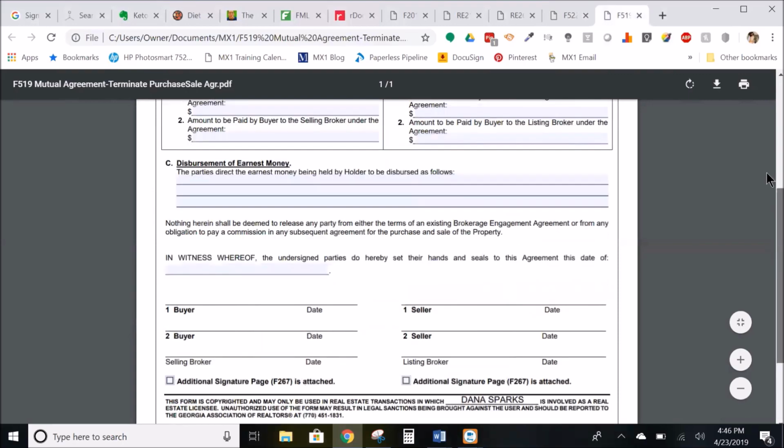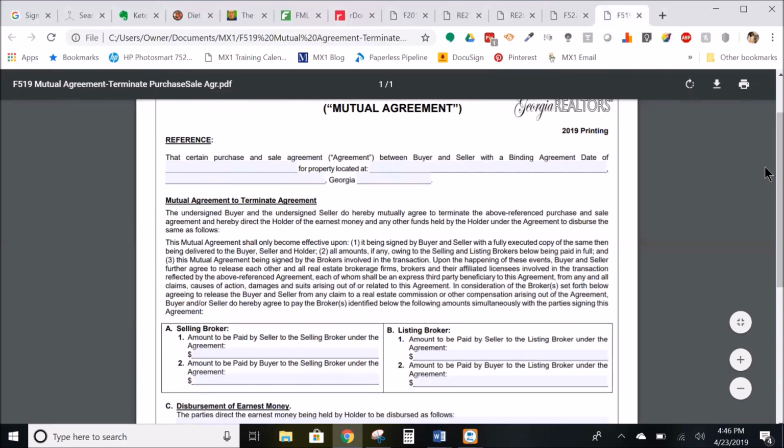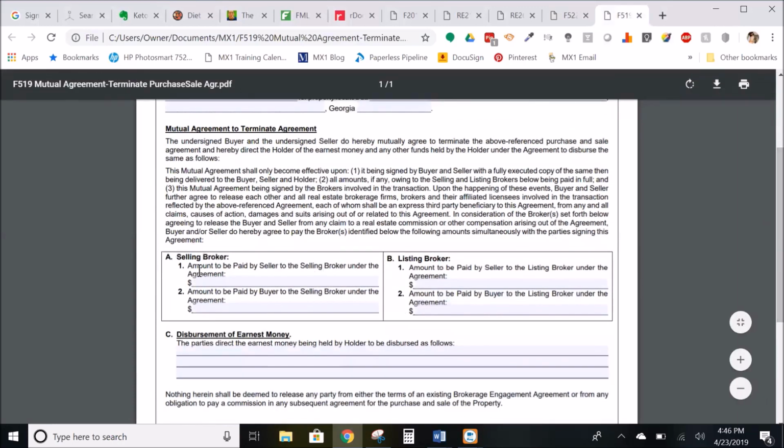This, in essence, is almost like an out-of-court settlement agreement if there was or even if there was not an issue. So this has language where everybody agrees to terminate, and it also addresses all the funds to be dispersed per the termination. So, for example, if the party, whichever party is terminating, if there is money owed or agreed upon to pay the selling broker or the listing broker, then that amount is spelled out here.